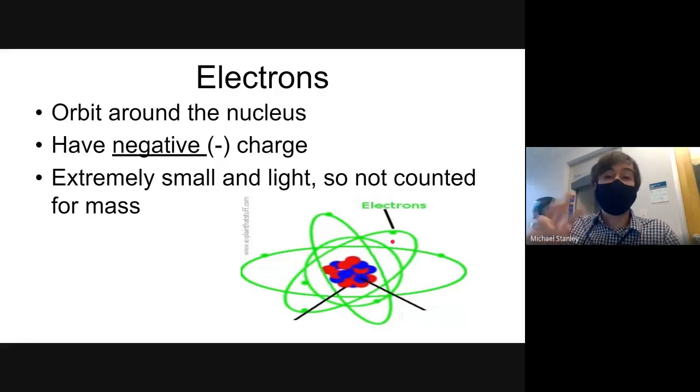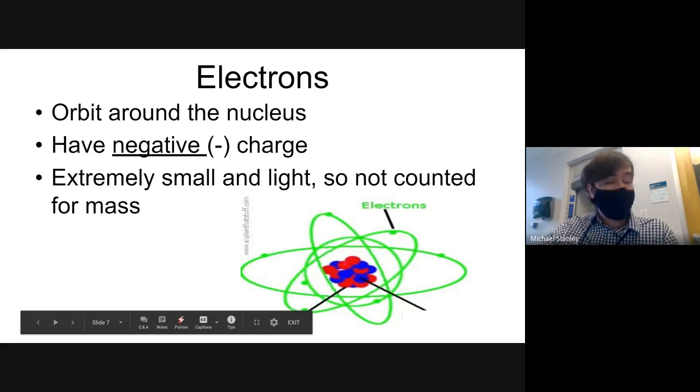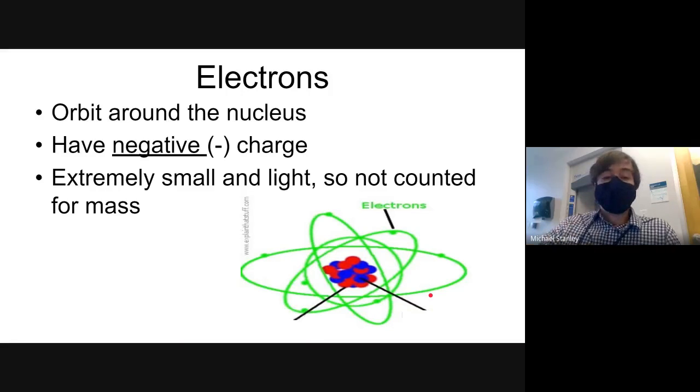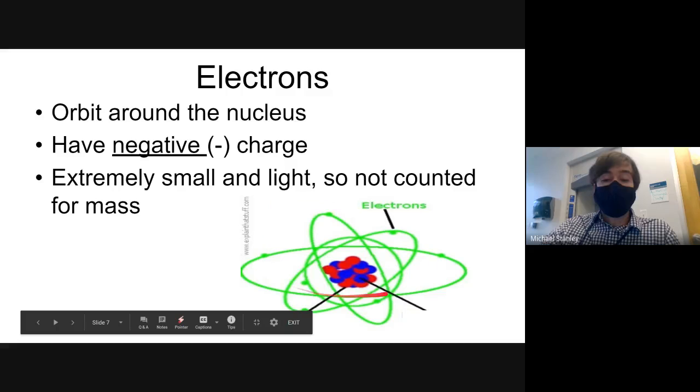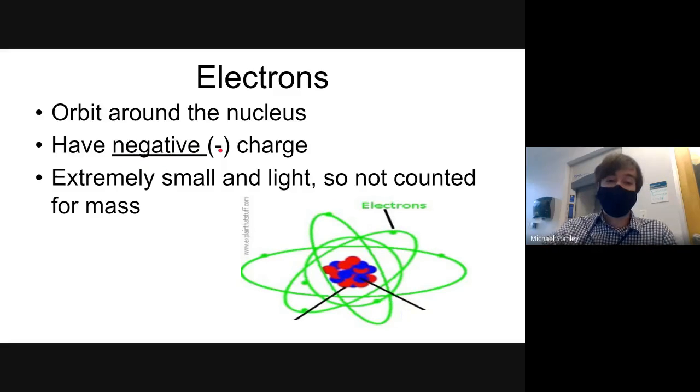All right, and so finally, the third major particle type that we're going to go over are the electrons. So electrons are not in the nucleus. They're not hanging out in here. Instead, they're floating around the outside of the nucleus. So they're zooming around all around this outer area out here. And electrons are negatively charged. So they have a minus charge or a negative charge.